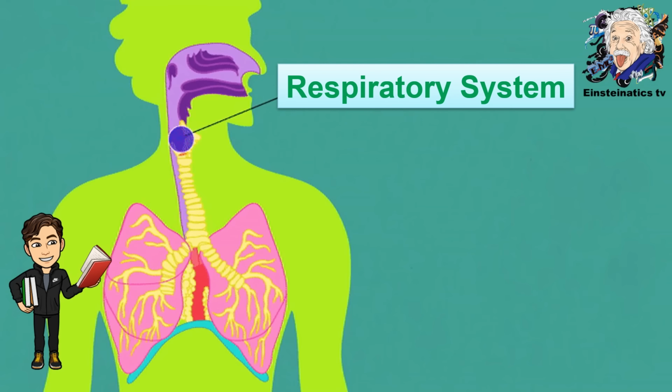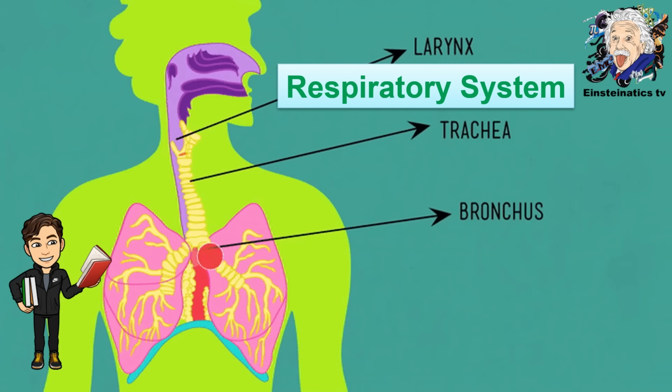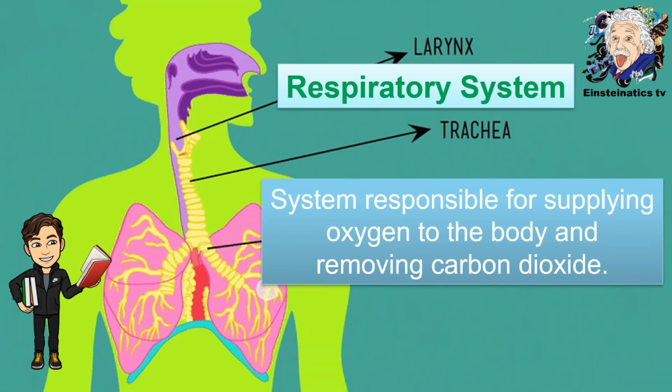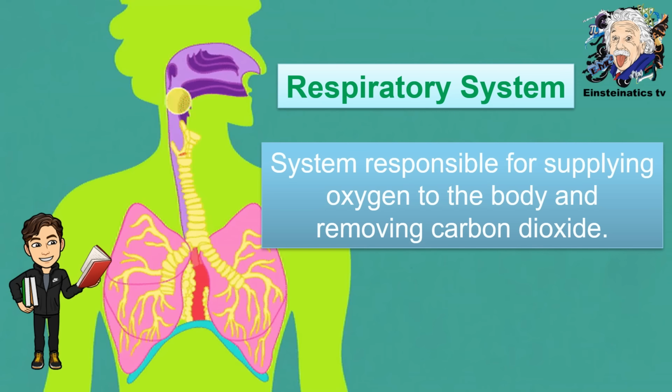Given the information earlier, what do you think is the main function of the respiratory system? Any guess or any ideas? Now, the respiratory system is responsible for supplying oxygen to the body and removing carbon dioxide.